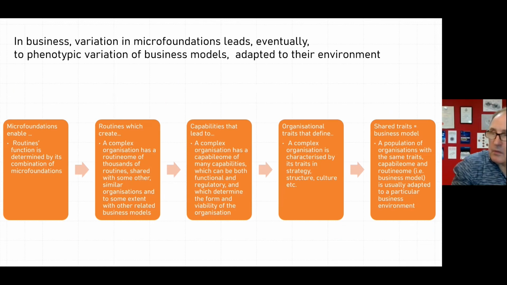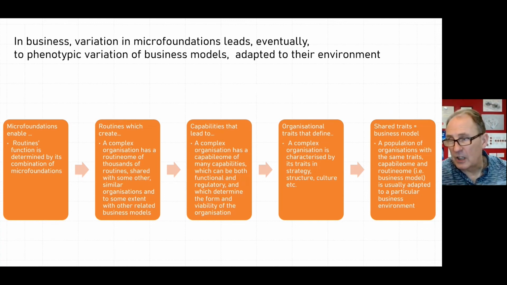What I see in my work is a direct parallel. So the shared traits of a business model, a business model is a set of organizations with the same traits, in the same way that a species is a collection of animals with similar traits. We know that the phenotype of an organization, the organizational traits, include things like its strategy, its structure, and its culture, and so on. And we know that those are the result of its capabilities, or what I call its full set of capabilities. I call it its capabilium.